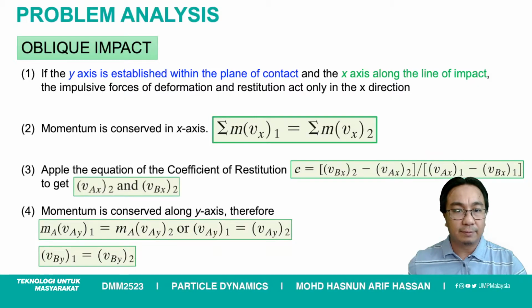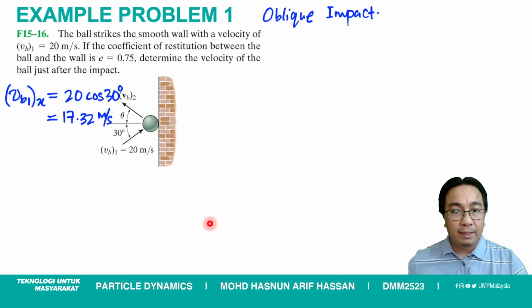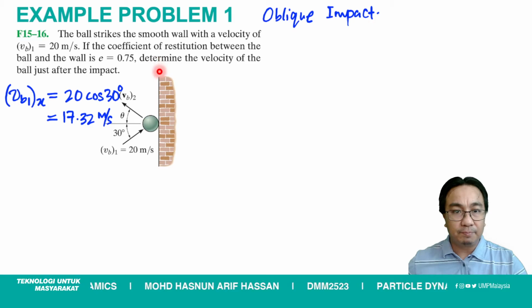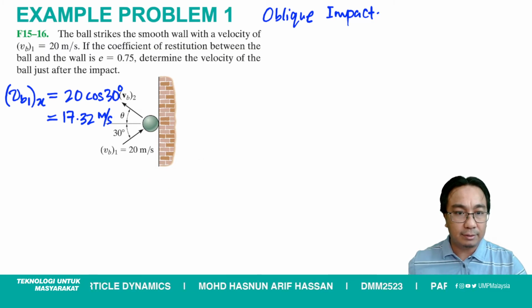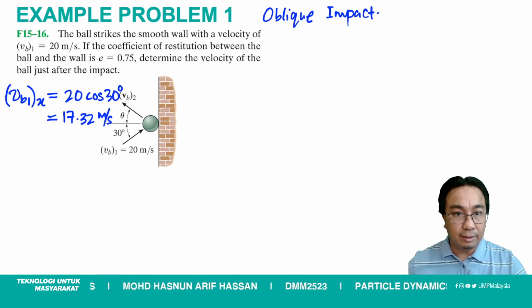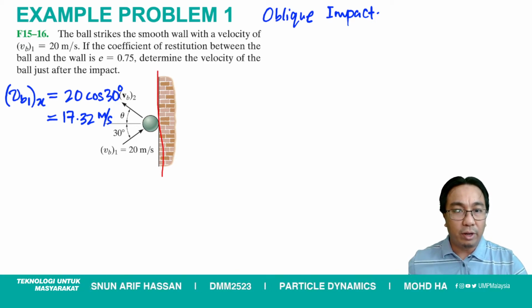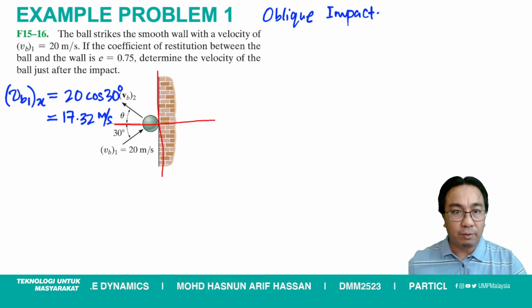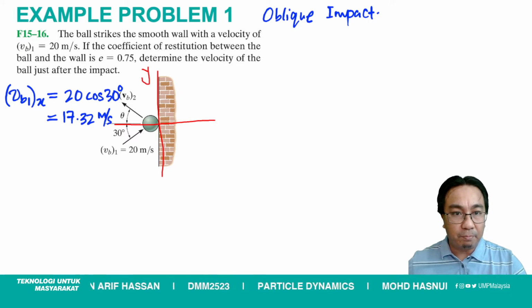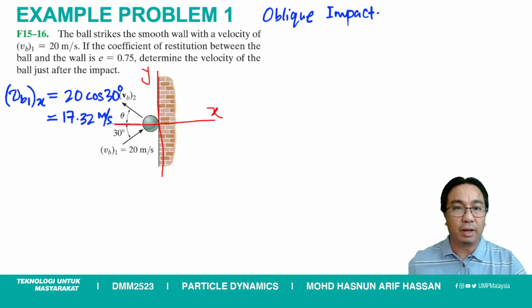Now let's go back to this problem here. Where is our plane of contact here? This is the plane of contact. Okay, remember this is particle 1, the wall is particle 2. So this line here is going to be the plane of contact. Okay, let's write it here. This will be the plane of contact. And where is our line of impact? It is going to be along the center of gravity. So this will be the line of impact. Therefore, plane of contact will be y-axis and line of impact will be x-axis. So this will be our x-axis.